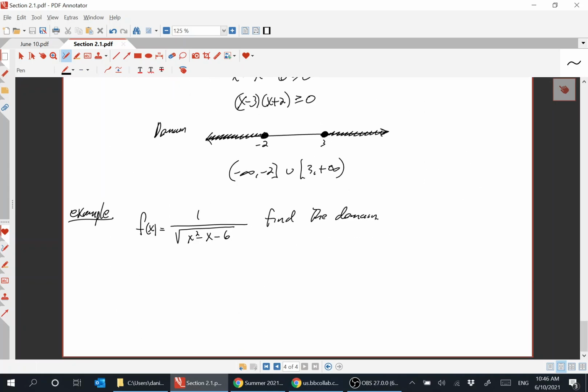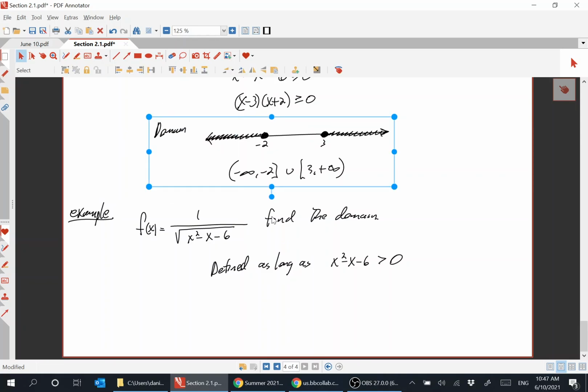So over here, what do I need? So this is defined as long as, right? Well, we need x squared minus x minus 6 to be bigger than or equal to 0. But now, since we're dividing by that expression, it can't be what? Can't be equal to 0. Yeah, it can't be equal to 0 itself. So here it's just greater than 0. Right? And that's the exact same domain that we have here, except the minus 2 and the 3 aren't there.